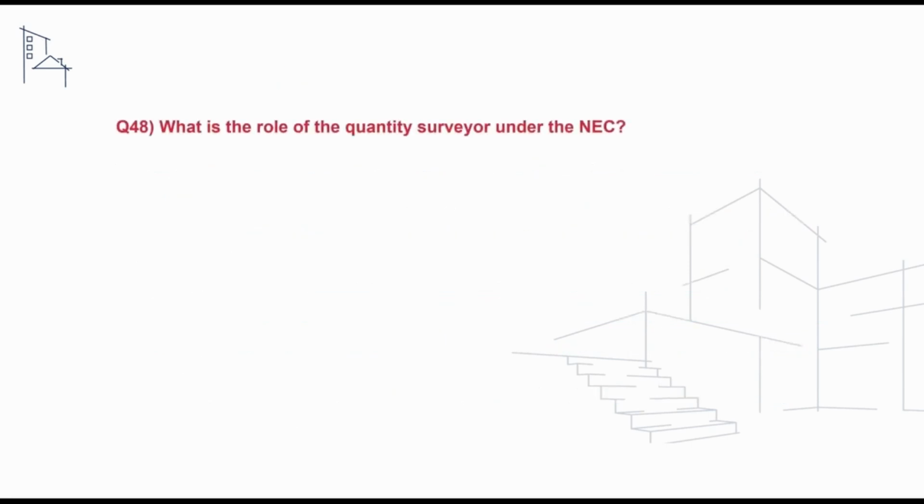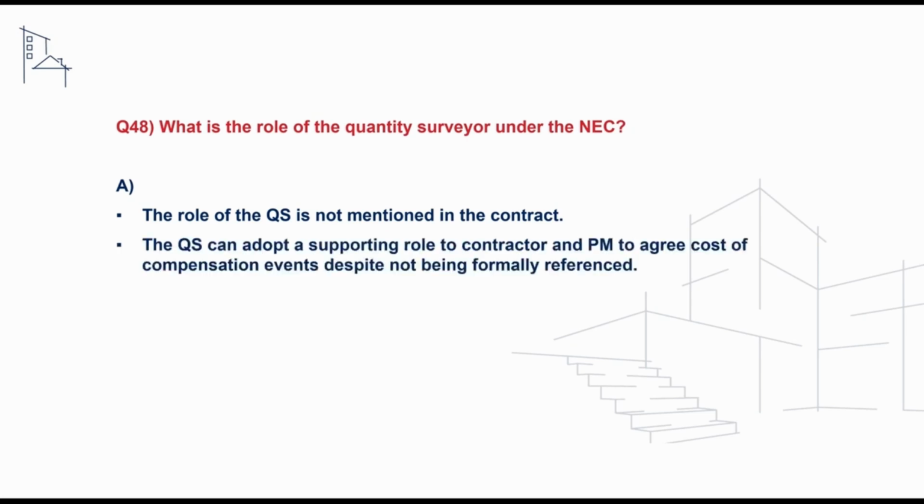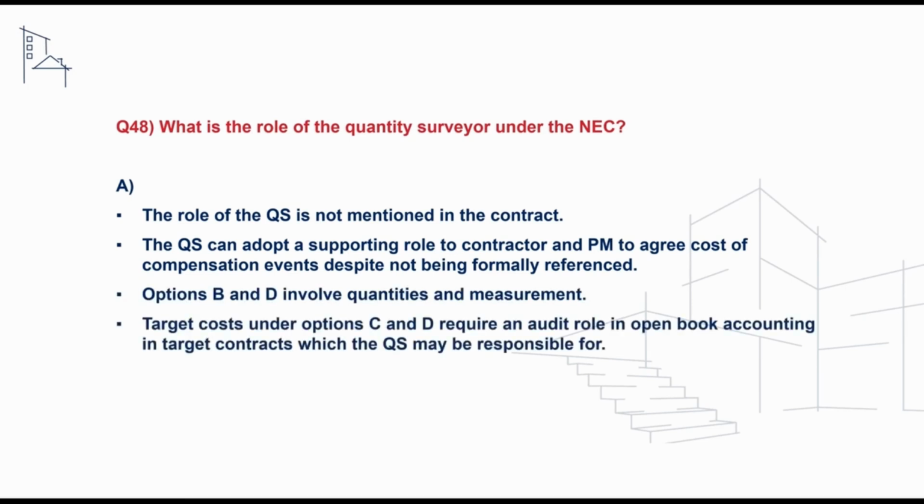We may receive a follow-on question asking what the role is of the quantity surveyor under the NEC form, and candidates will need to advise that the role of the QS is not mentioned under the contract. The QS can adopt a supporting role to the contractor and PM to agree costs of compensation events, despite not formally being referenced. Options B and D involve quantities and measurement, and target cost under options C and D require an audit role in open book accounting in target contracts which the QS may be responsible for.